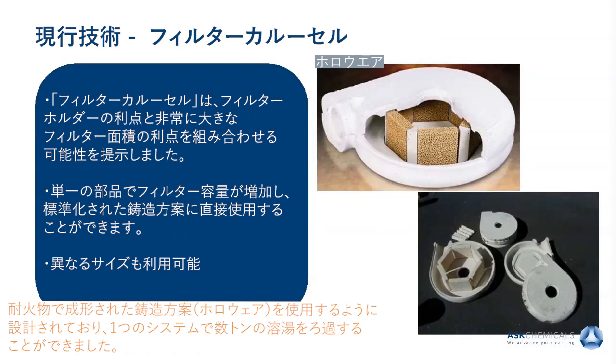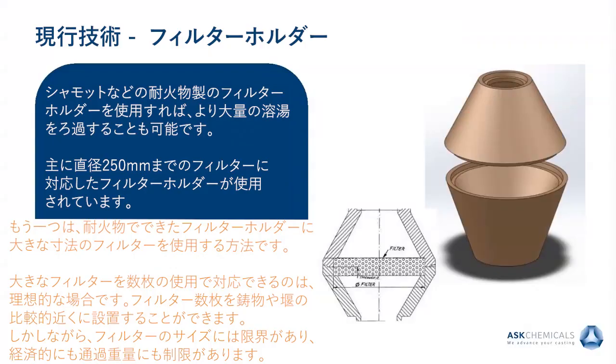Another method to filter large castings is the use of a filter carousel, designed for use with preformed gating systems, hollowware of refractory material. Several tons of liquid metal could be filtered with a single system. In contrast to that is the relatively heavy and difficult structure of the filter carousel. Another method is the use of filters with large dimensions in so-called filter holders. They are also made from a refractory material, as you see here on the right-hand side.